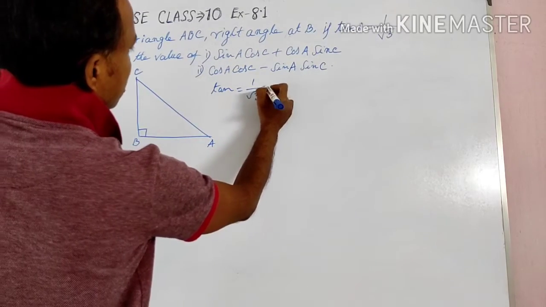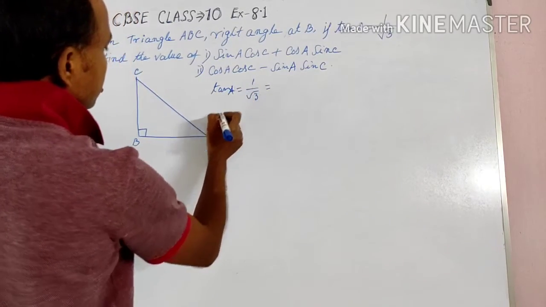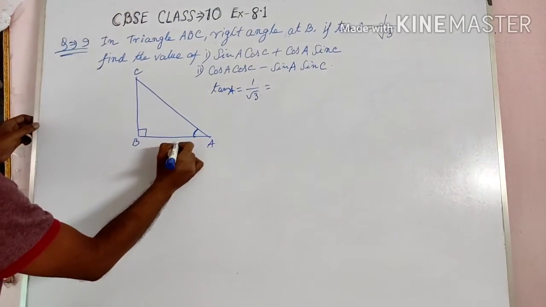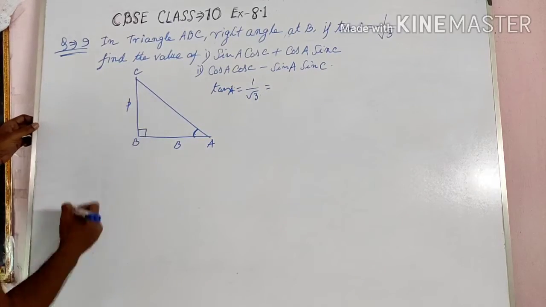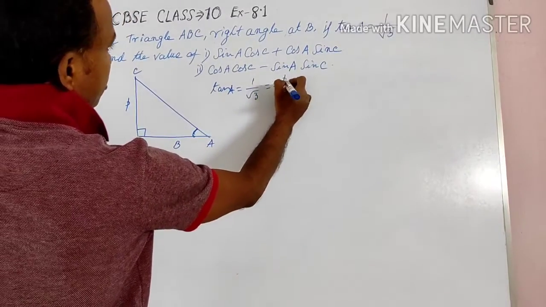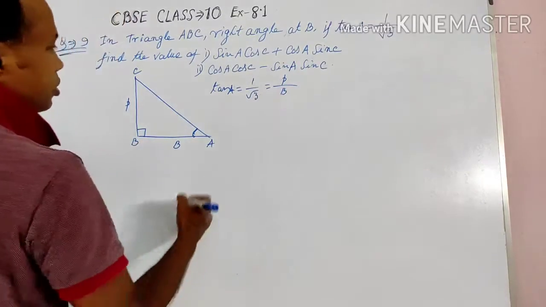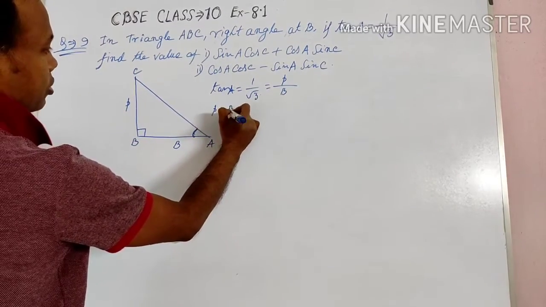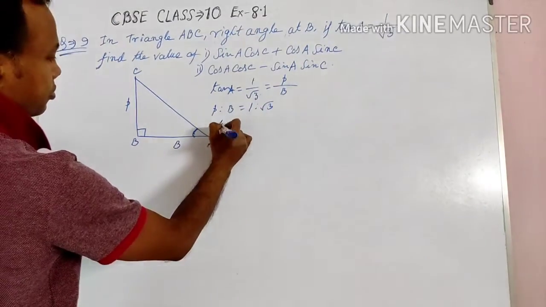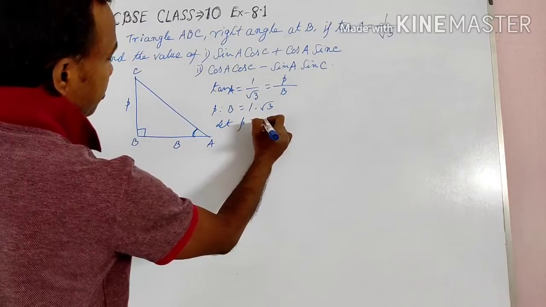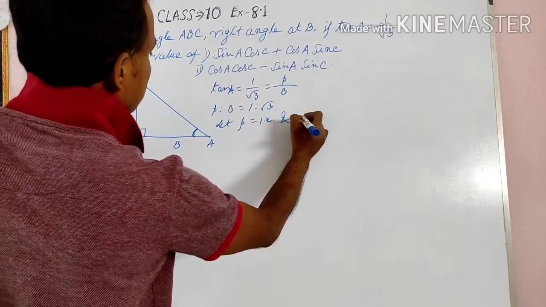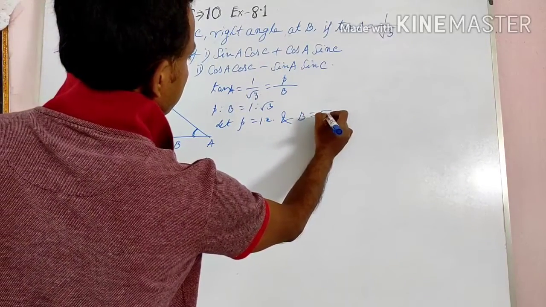Again we know tan A, this is angle A. If this is your angle A, this is your base, this is your perpendicular. So we know that tan A is equal to perpendicular by base. So the ratio of perpendicular to base is 1 is to root 3. So let perpendicular be equal to 1x and base be equal to root 3x.